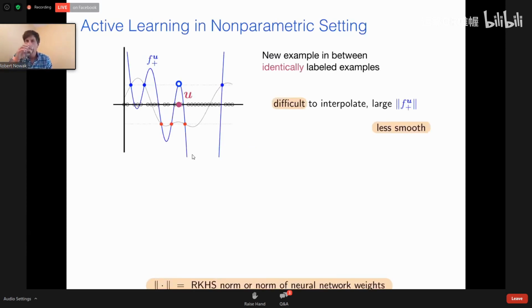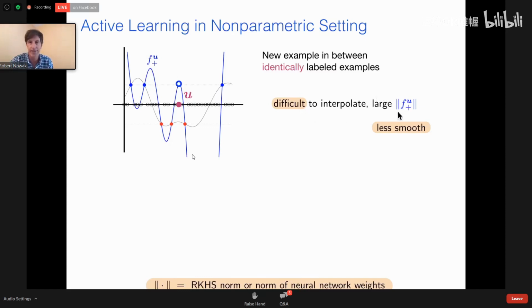So let's look at this situation. Suppose we decide that we're going to ask for the label of this unlabeled example right here. That unlabeled example sits between these two labeled examples that were both labeled red. And if I get a label for the unlabeled example, and it turns out to be blue, that's going to be pretty difficult to accommodate because my interpolation function now has to shoot up to interpolate through that point. So while the original interpolator wasn't so crazy, the new blue one has a lot of extra wiggles in it. It's a lot less regular because I have to accommodate this point. So that's a difficult point to interpolate if it turns out to get a blue label.